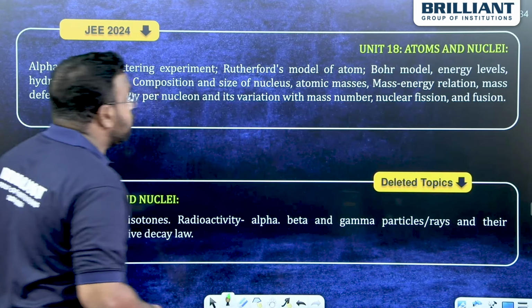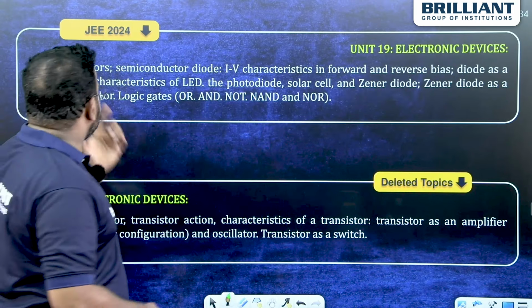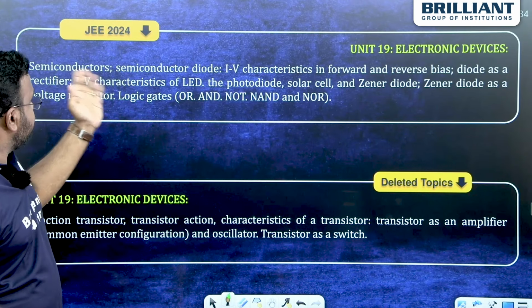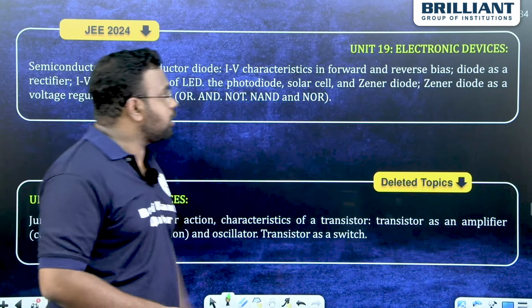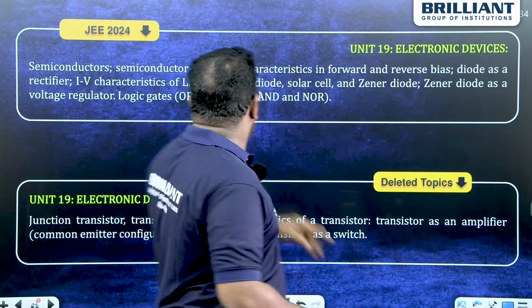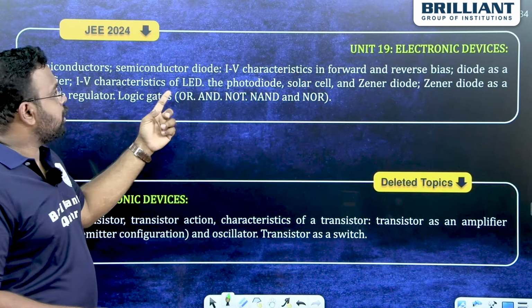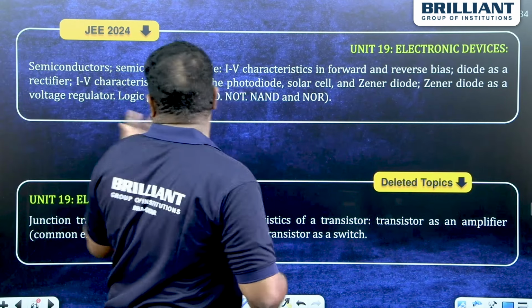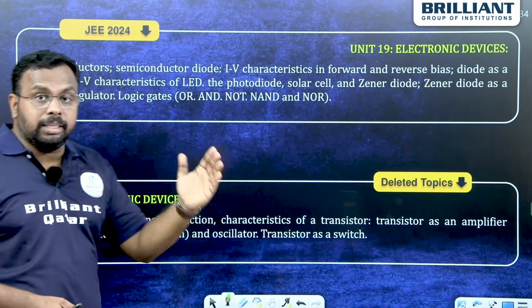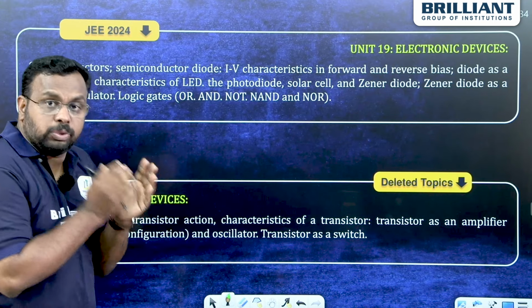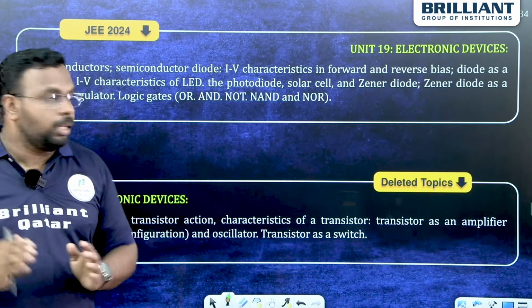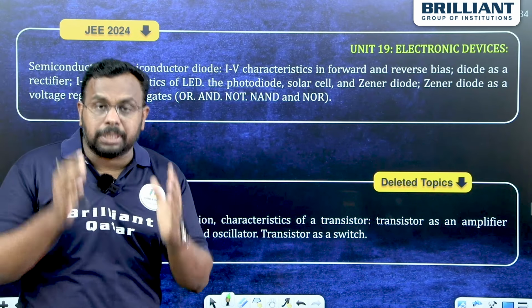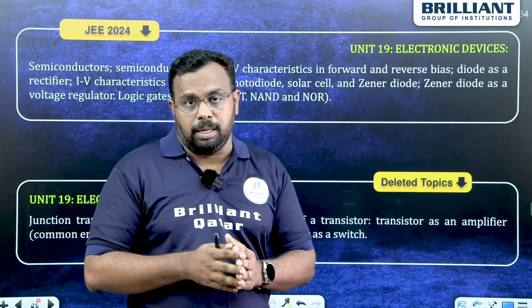Okay, now unit 19. Semiconductors, electronics, semiconducting devices, semiconductor diode, IV characteristics in forward and reverse bias. Diode as a rectifier, IV characteristics of LED, the photodiode, solar cell, Zener diode as a voltage regulator, logic gate. Here you can see that there are many topics which are not there in this year's board syllabus. Especially the logic gate and special purpose diodes are not there in this year's board syllabus, but that topic has been included in the JEE syllabus.